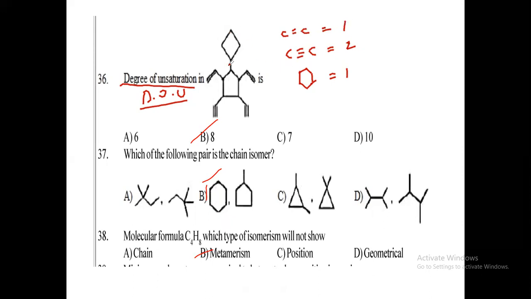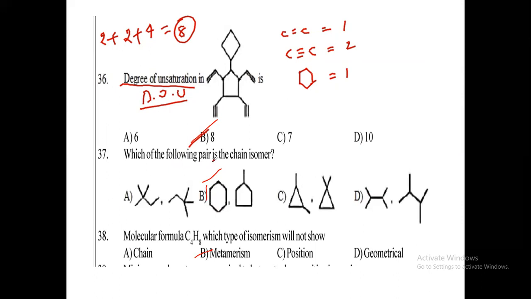Now check it: how many rings in total? 2 rings, which means 2. Plus, how many double bonds? 1, 2. 2 double bonds means 2. Plus, how many triple bonds? 1 triple bond here, 1 triple bond here. For this triple bond, the degree of unsaturation is 2. For this triple bond, the degree of unsaturation is 2. So 2 plus 2, 4. Totally how much? 8. So 8 is the degree of unsaturation of this compound.